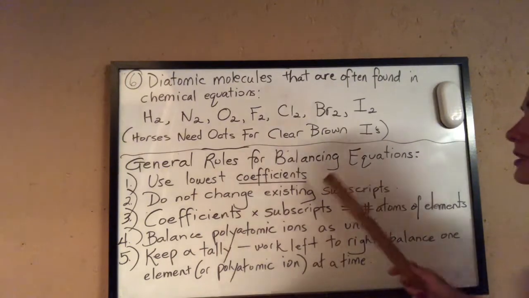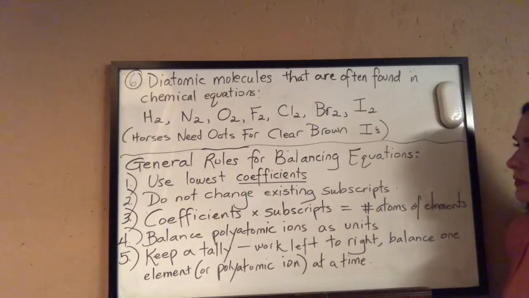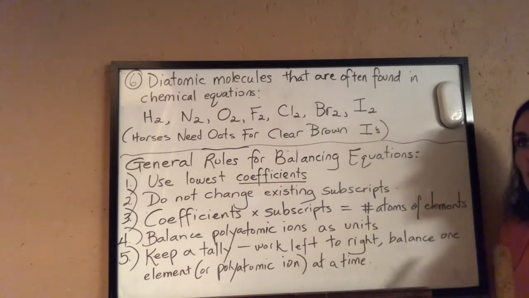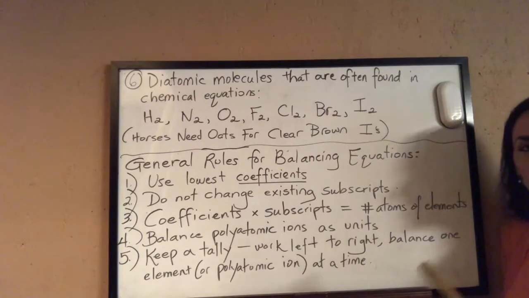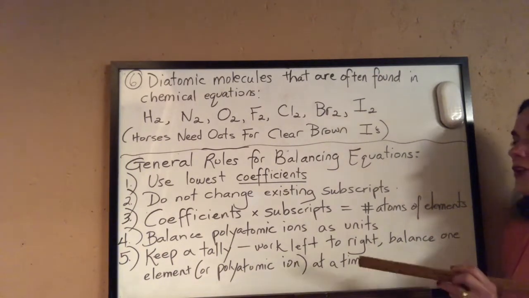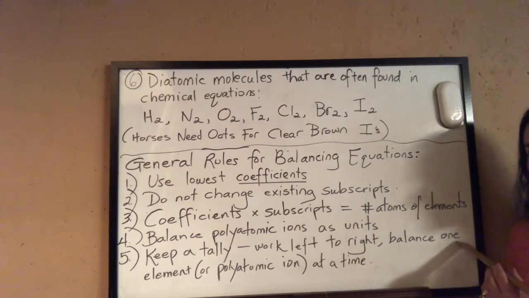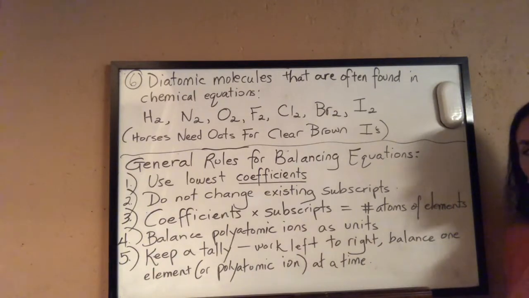We need to use the lowest coefficients. So always start off low. Start off with 2. Start off with 3. Okay? We do not change existing subscripts. So if a chemical formula has a 2 or a 3 or a 4, that stays in the chemical formula. You can't slash it out and change it. The coefficients times the subscripts equal the number of atoms of elements. So whatever's in front of the formula, we're going to multiply that by the subscripts.